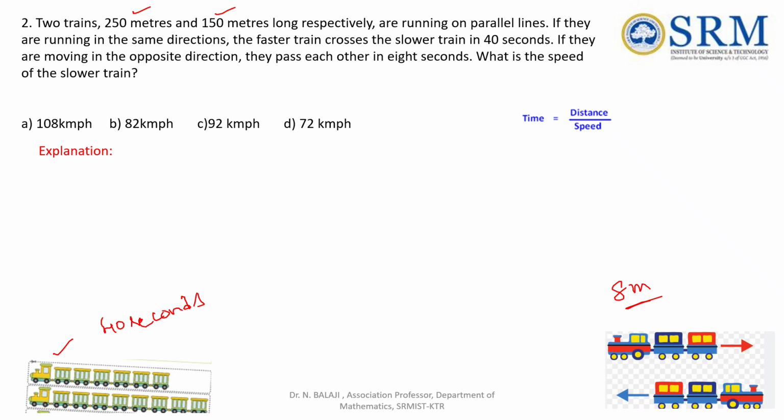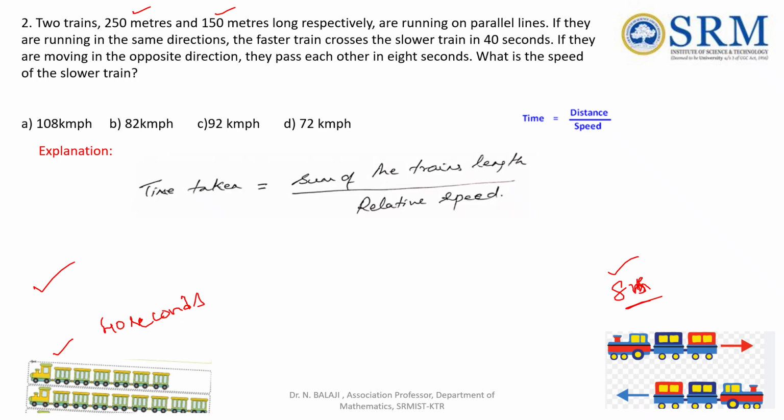Two situations have been given. Two trains are running on the same parallel tracks, and the same two trains are also running in opposite directions. In the same direction it took 40 seconds, and in the opposite direction it took 8 seconds. With this one equation you will get one relation, and with the other equation you will get another. If you solve those two equations, you will get the speeds, and then you can calculate which is the slower one and which is the faster one.